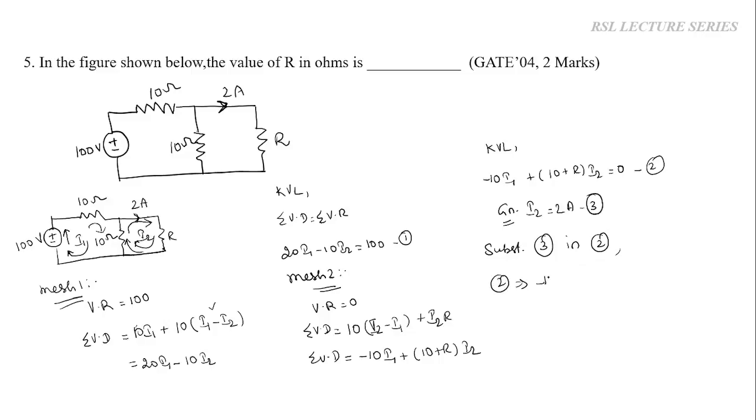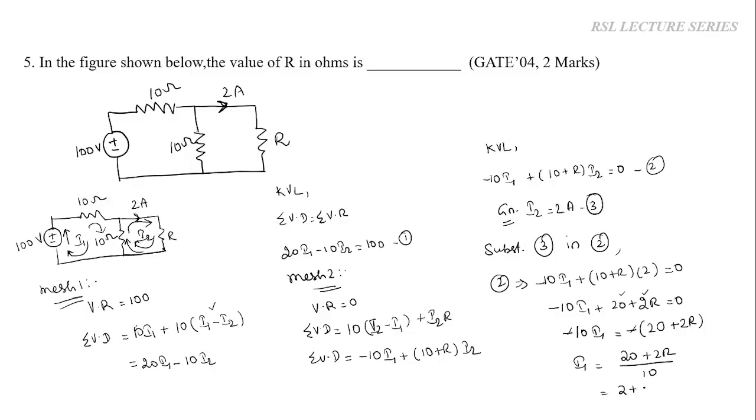Equation 2 becomes minus 10 I1 plus (10 plus R) into 2 equals 0. So this is minus 10 I1 plus 20 plus 2R equals 0. Taking these two terms to the right hand side, minus 10 I1 is equal to minus 20 minus 2R. Taking minus outside, minus of (20 plus 2R), the minus signs cancel. So I1 is equal to (20 plus 2R) divided by 10, which is 2 plus 0.2R. This is the I1 value in terms of R. Let this be equation number 4.